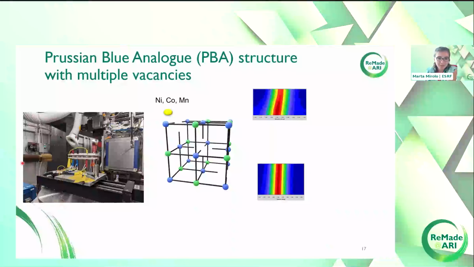So again, this is the setup. We have the X-ray beam coming here. This is an electrochemical system. So we use coin cells. These are very common in batteries, but they're used as electrochemical cells, basically. And then here we have the 2D detectors.